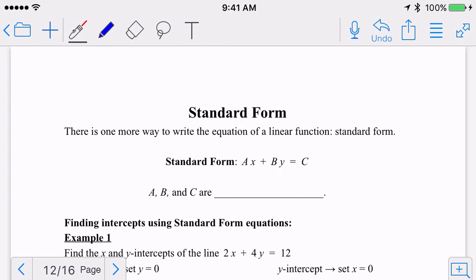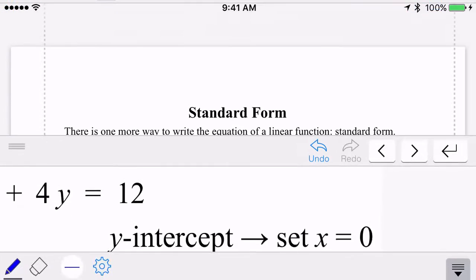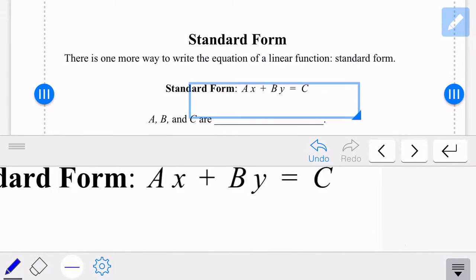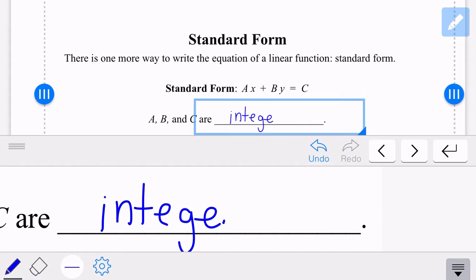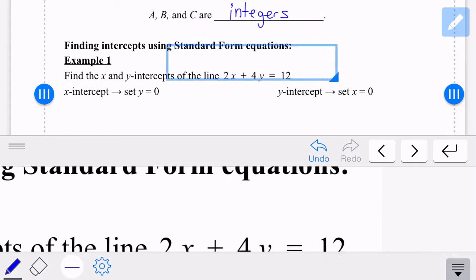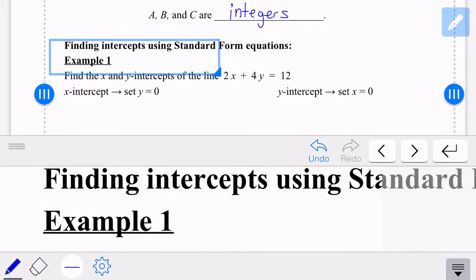So looking at this formula, you might think, well, what are these A, B, C things going on? Well, all that they are are integers. So remember what integers are. Those are your positive and negative whole numbers. So we don't want any fractions for A, B, and C is the whole point of that. But they're just numbers. So move on down. Most of what we're going to do for standard form is use it to find our intercepts. So we've got our x-intercept and our y-intercept.